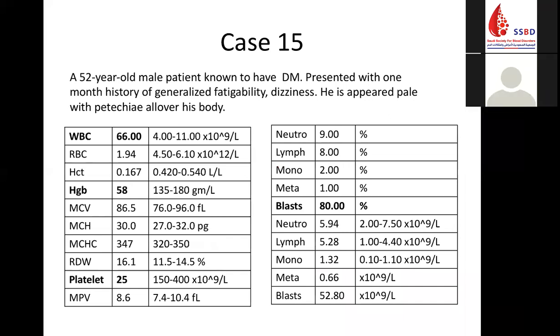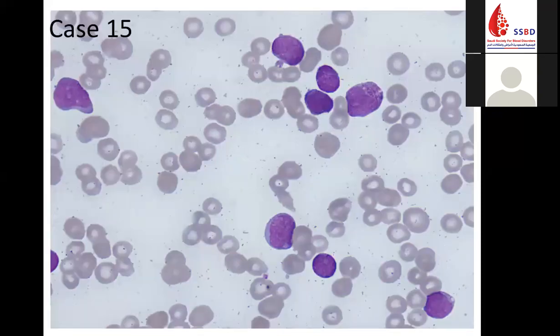A 52-year-old male patient known to have diabetes mellitus, presented with a 1-month history of generalized fatigability and dizziness. He appeared pale with petechiae all over the body. So we have a leukocytosis, marked anemia, and thrombocytopenia, and 80% reported circulating blasts. Adult patient, thrombocytopenia, anemia, and circulating blasts.